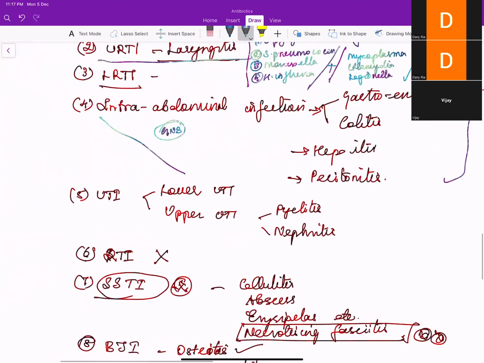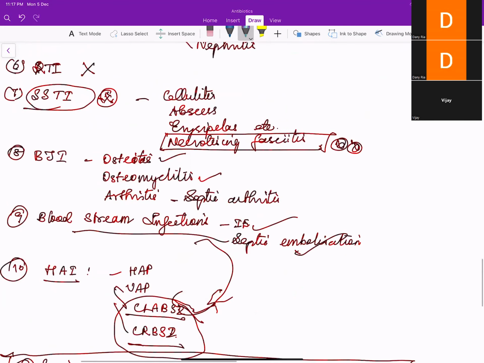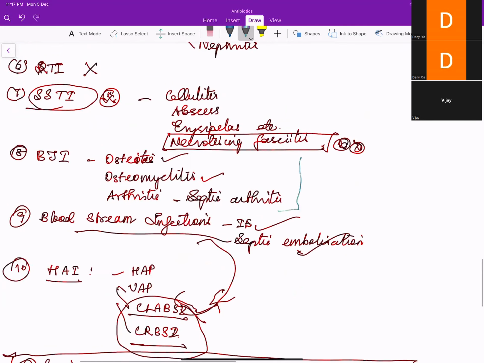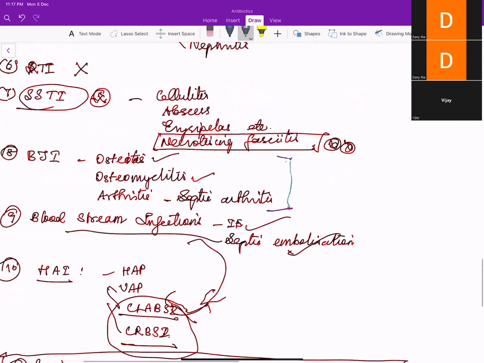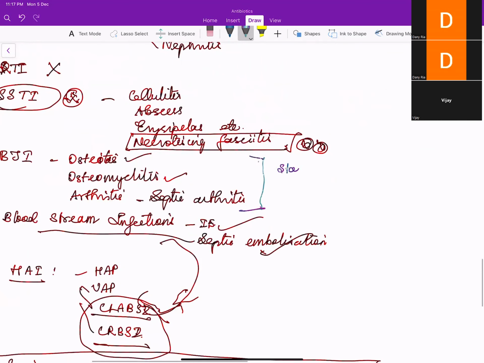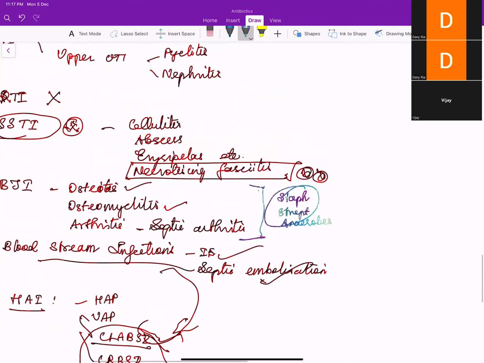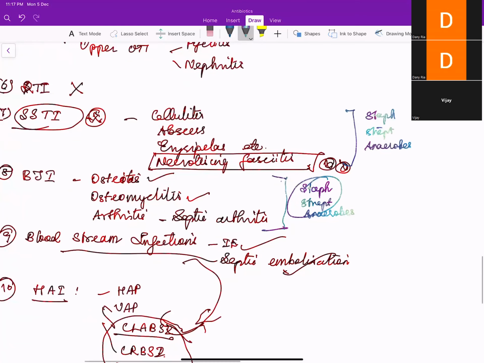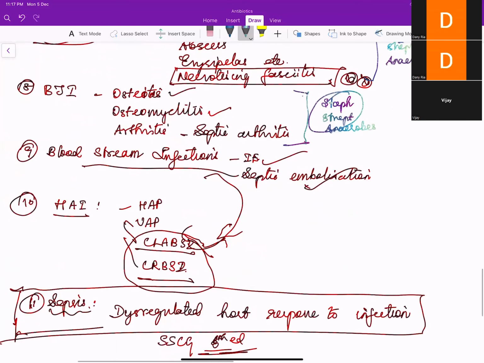Okay. Bone and joint infections. Bone and joint can be staph, strep. Staph and strep. Remember these two. Anaerobes can also. I didn't mention anaerobes initially. Anaerobes I left as a group. Skin and soft tissue infections, all do the same thing. Staph, anaerobes. Staph, strep also, no? Yeah, strep also.